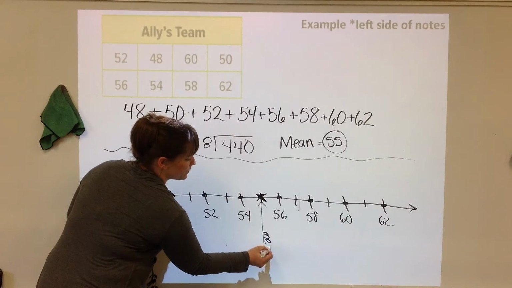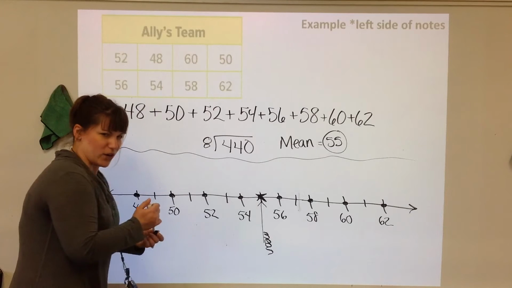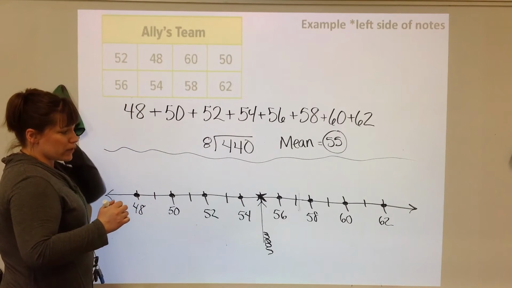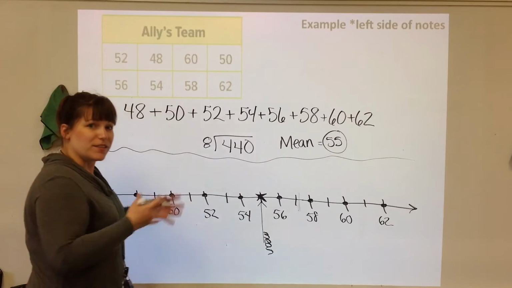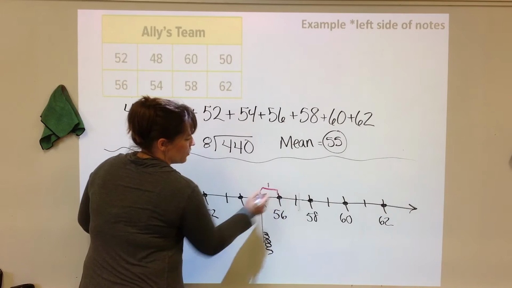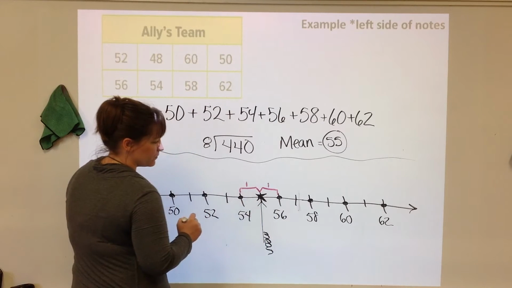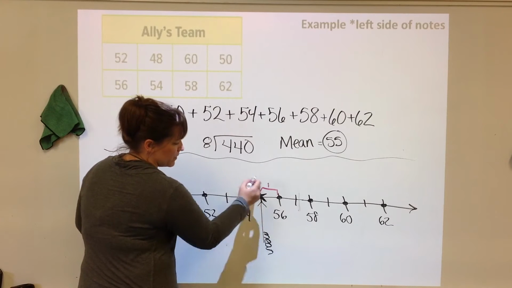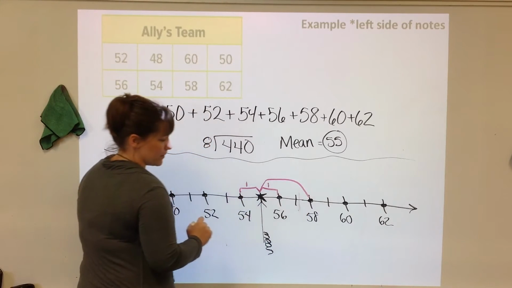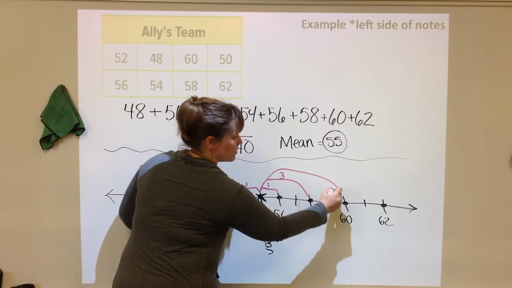Here's the mean. I'm going to pick a different color here so you can see it better. We are going to figure out the difference between 55 and 56. So that's 1 away. There's 1 away here. And now we're going to find the difference between 58 and 55. That's 3.